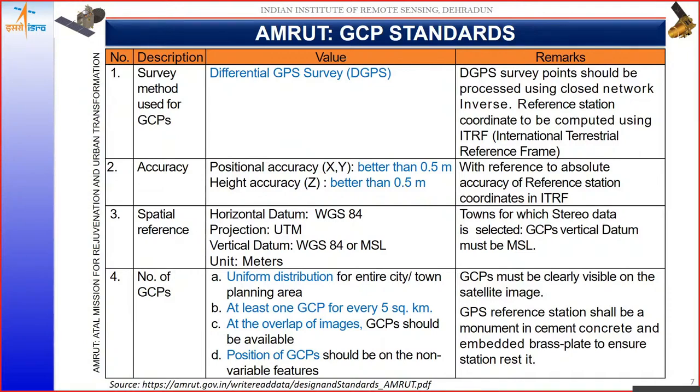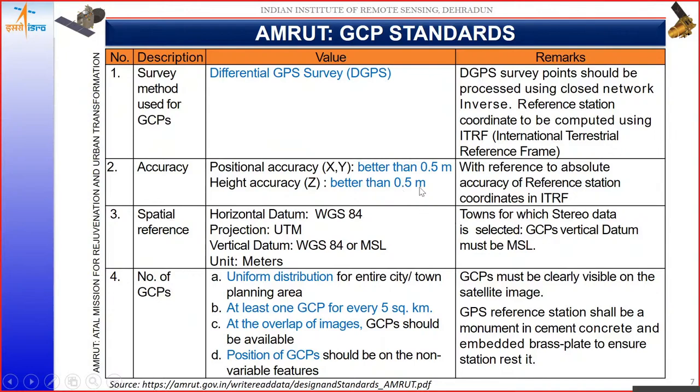So, in order to georeference this kind of satellite data, you require DGPS based ground control points. While such points are acquired using the DGPS, it states that the accuracy of such points should be better than 0.5 meter positional accuracy, and the height accuracy should be better than 0.5 meter.